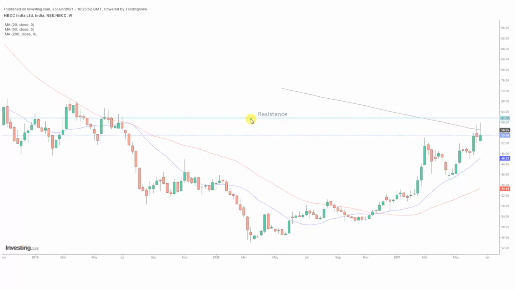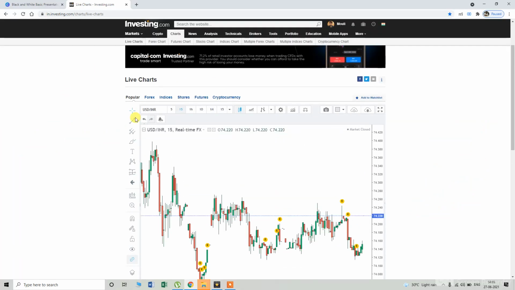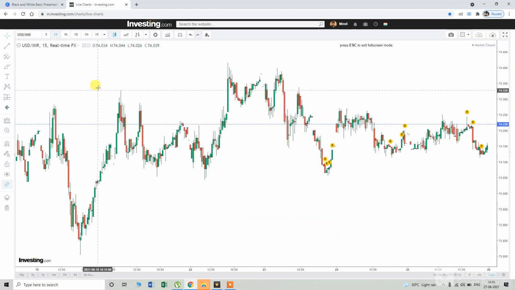So let's go to the live section, and we'll break down some charts and see how to draw support and resistance. I'm using investing.com for today's video, and this is a live chart. I'm maximizing it, and you can see the chart right now. I will explain this tool.